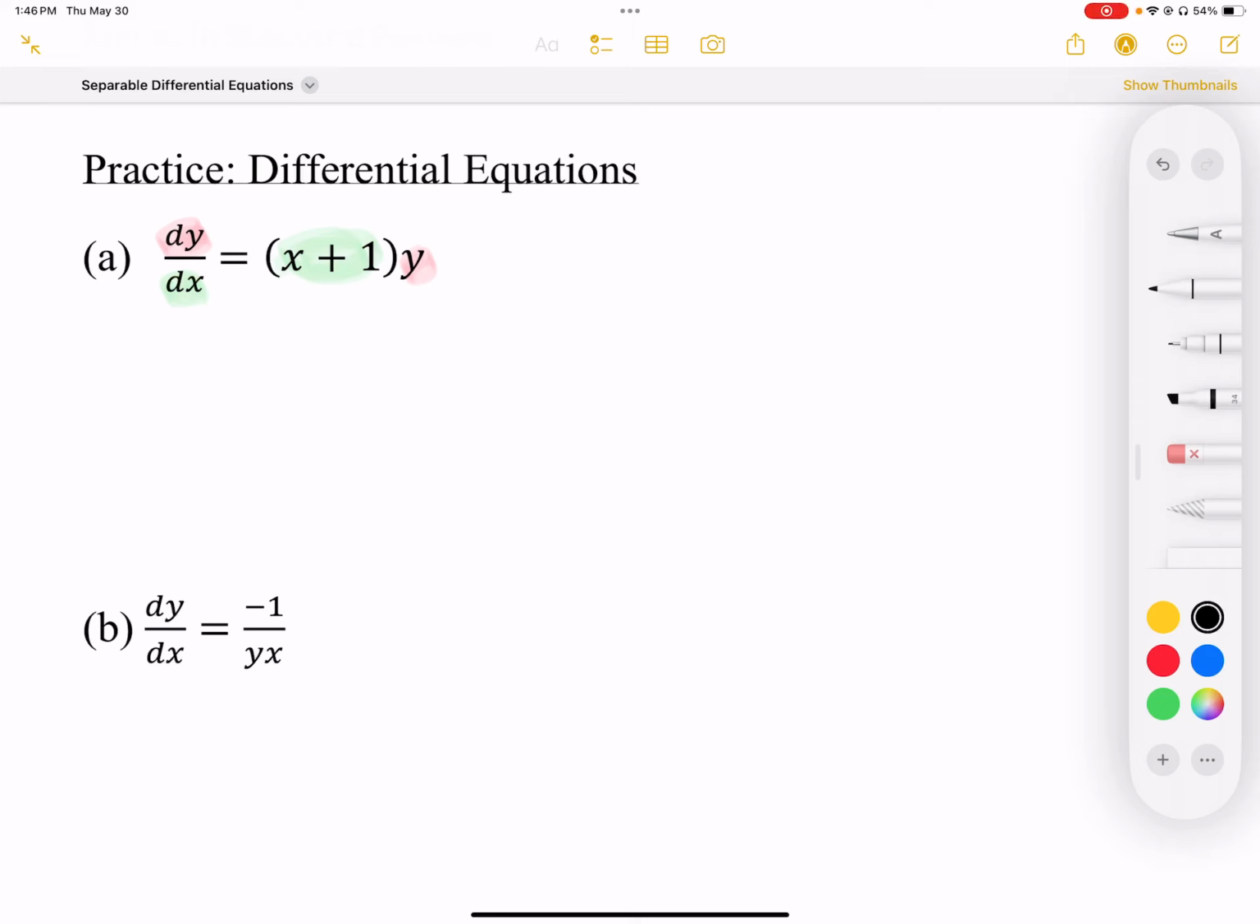So here we're just going to practice our differential equations. Again, the key is to separate and integrate. Okay, so we're going to separate our variables. Okay, so that's our first step. And then secondly, we're going to integrate both sides of the equation.